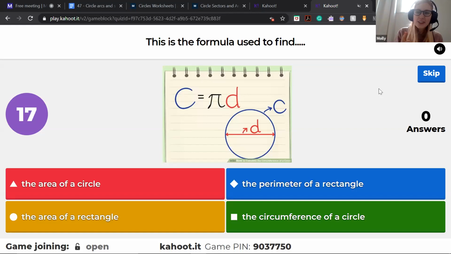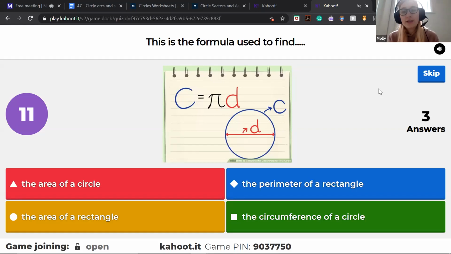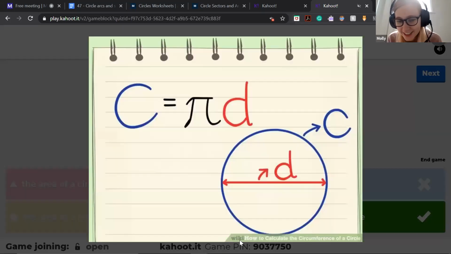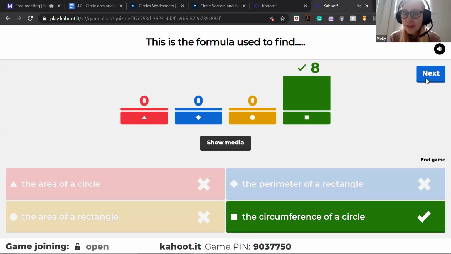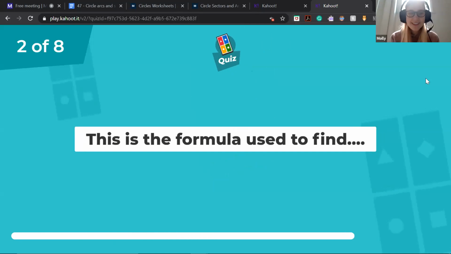Okay, so first question, hopefully an easy one if you know the formulas. So what is the formula to find? Got a nice little diagram there. In fact, on the picture, it actually says it down here: how to calculate the circumference of a circle. I should have cropped that out. This isn't my question. But well done, everybody knew that one.